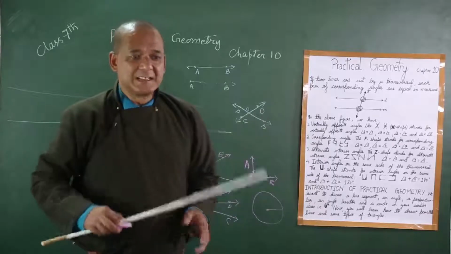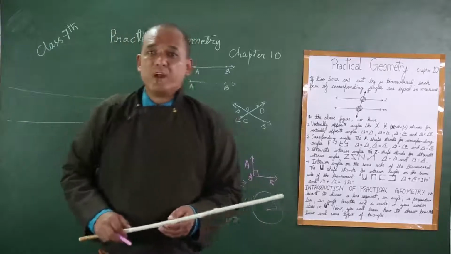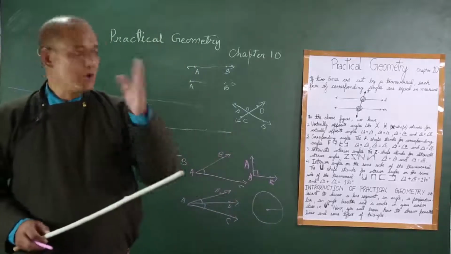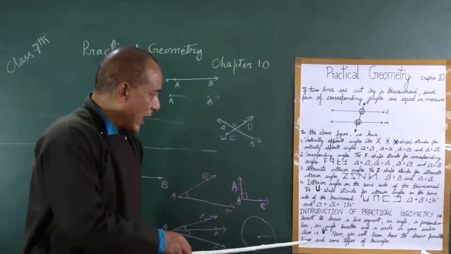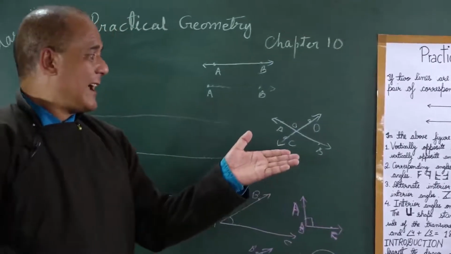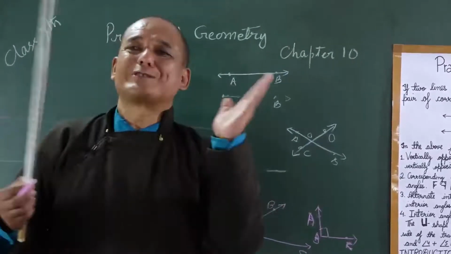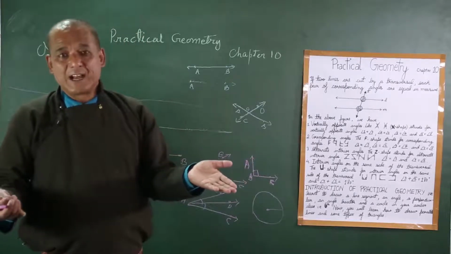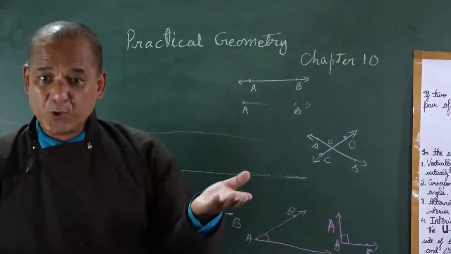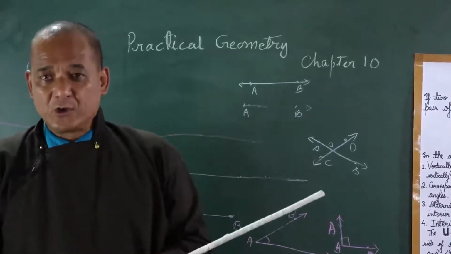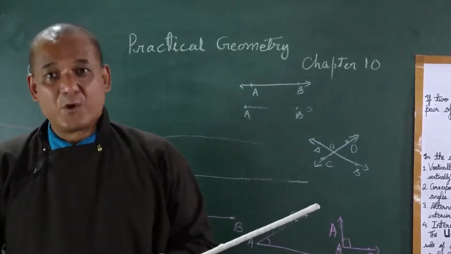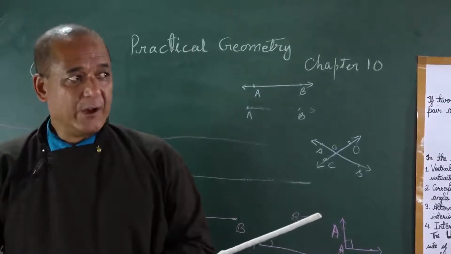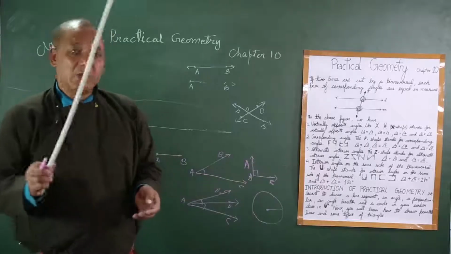So here in this chapter, practical geometry, we will learn how to draw parallel lines, and then how to draw some different types of triangles. There are many triangles, but we have to know how to draw these triangles. So this will be our lesson for the next few days. When you do the textual exercises and all that, we will learn it.